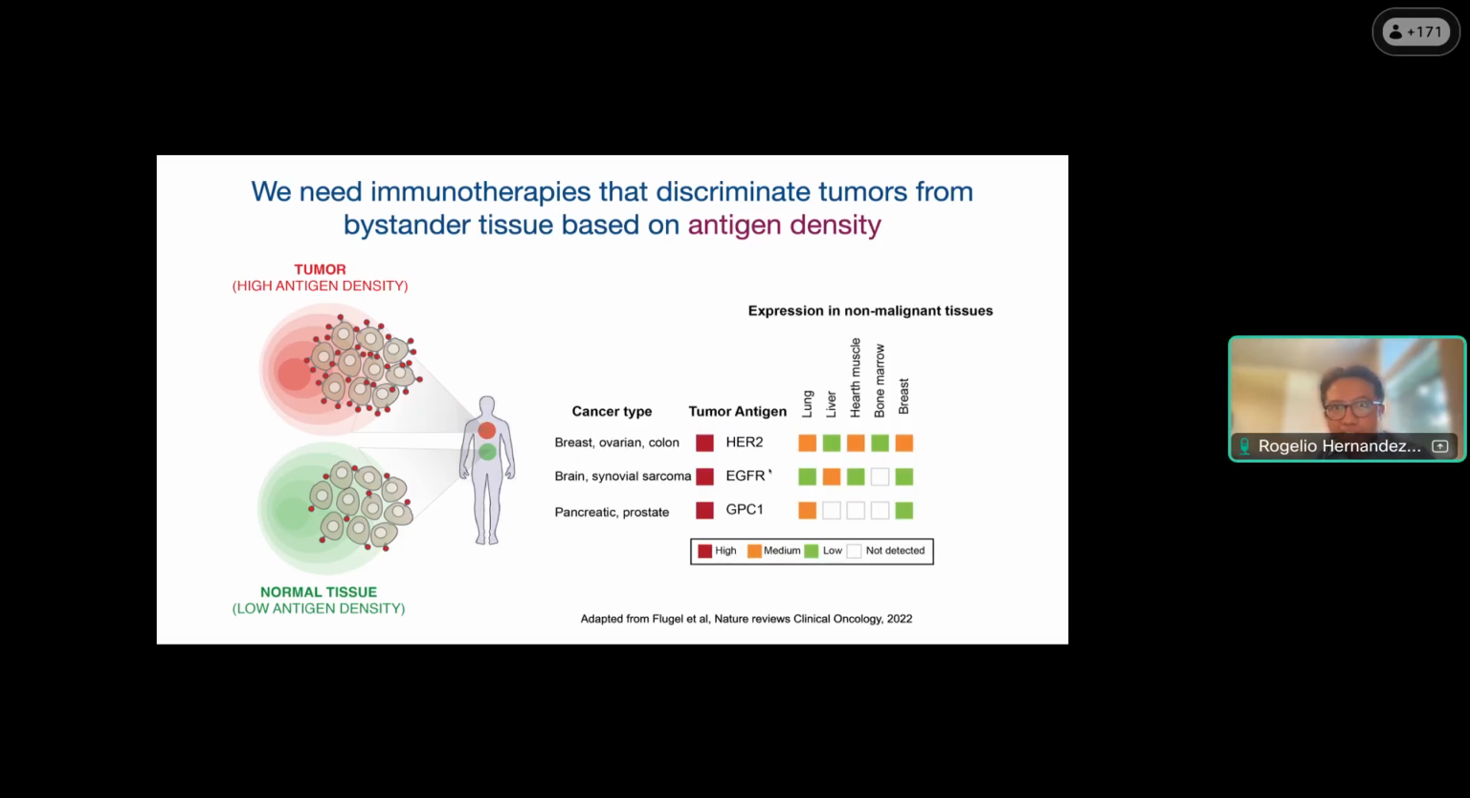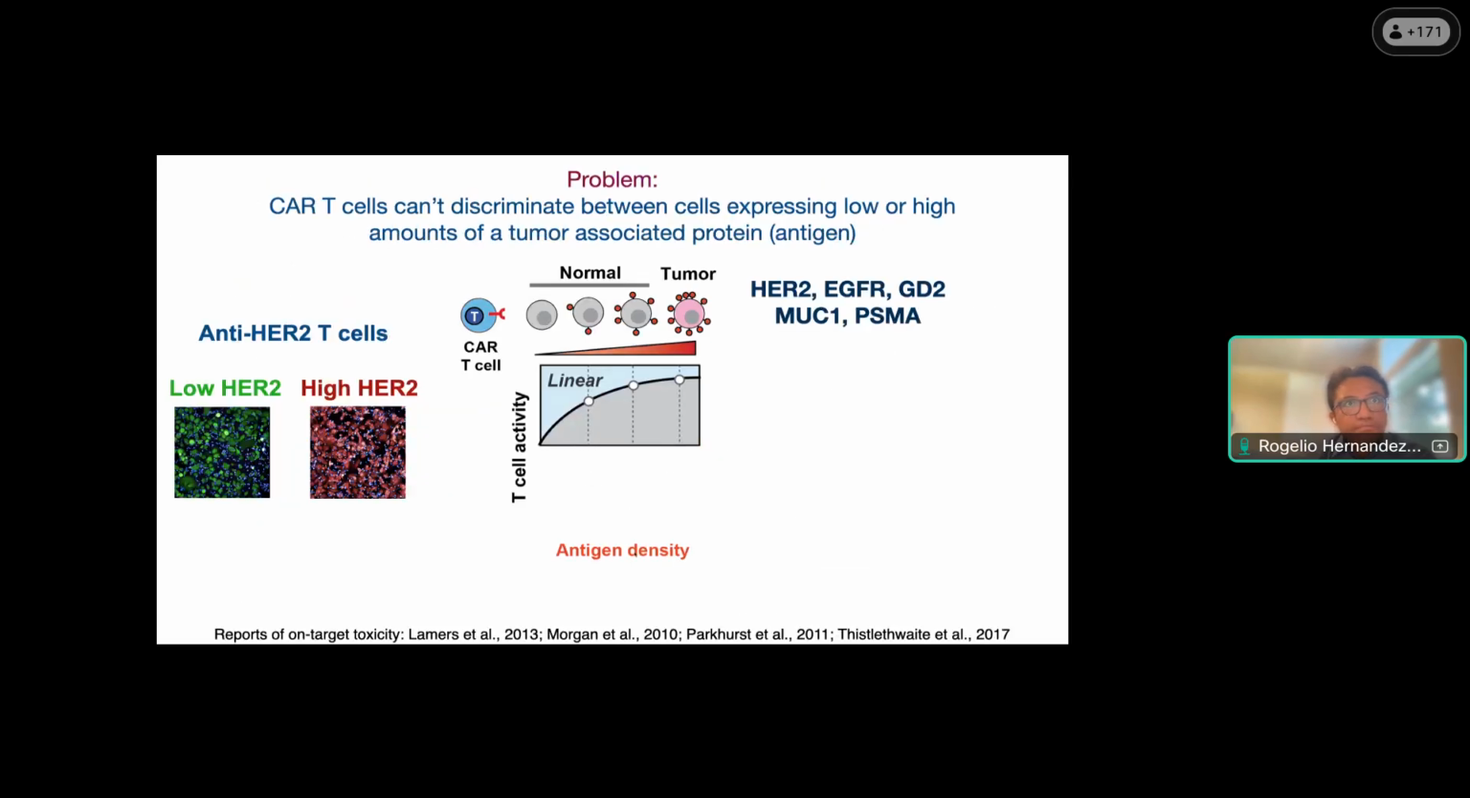And that's the case as well of other tumor-associated antigens like EGFR, GPC1, GD2, and others that are currently explored in clinical trials. The problem with the traditional engineered CAR T cells is that although they may have some antigen density sensitivity, it's not enough to provide a safe profile for these approaches. For example, if you try to engineer a CAR T cell against HER2, regardless of the amount of antigen expression, these CAR T cells will kill both cells that are expressing either low levels or high levels of HER2.